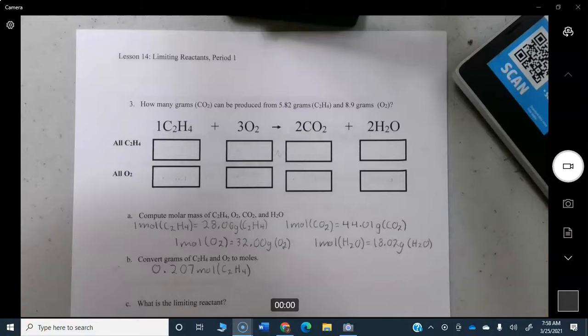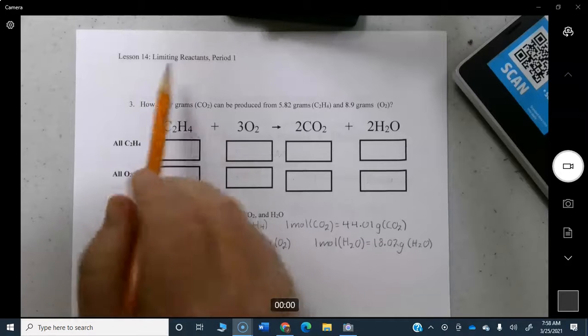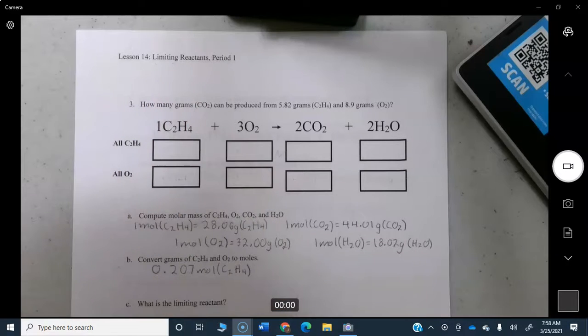Honors Chemistry, this is part 3 of the video answers for lesson 14, Limiting Reactants. It's both periods. So what I'm going to do is, for the problems that I did not do on the first 2 videos, I'm going to just give you some check figures. That means you'll know you're doing the problem right without me giving you all the answers.